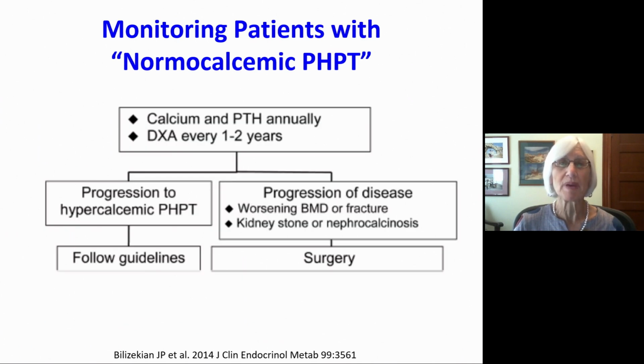So how do we monitor patients with this normocalcemic primary hyperpara that we're seeing more and more often? Get calcium and PTH annually, DEXA every 1 to 2 years. Now, like our patient, if they already have had a fracture or significant low BMD with osteoporosis, or they presented with kidney stone or nephrocalcinosis, they go to surgery just like a primary hyperpara with hypercalcemia. Or if they don't have this, but you watch them and they progress to hypercalcemic primary hyperpara, you follow the guidelines for surgery with those patients.